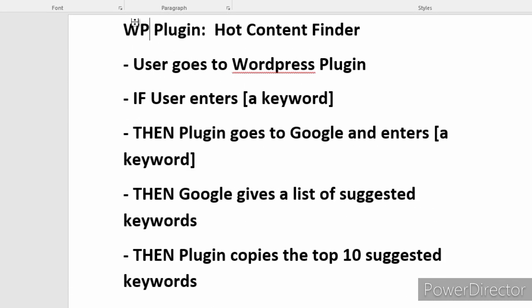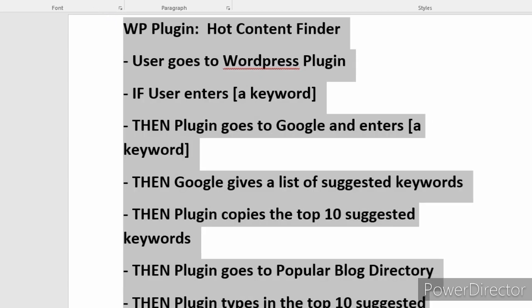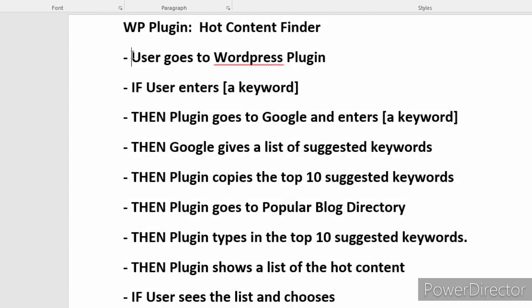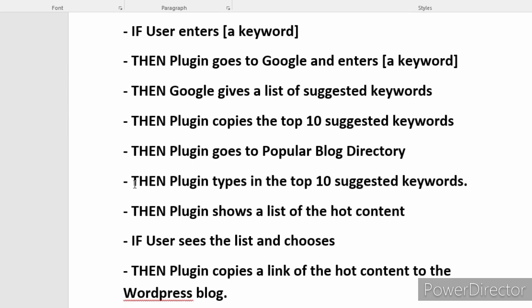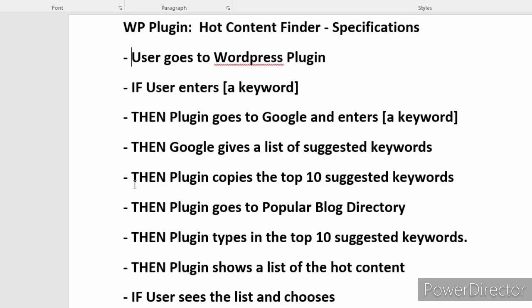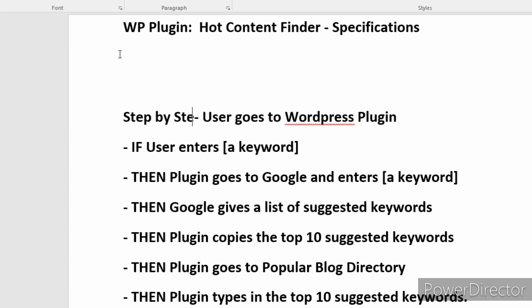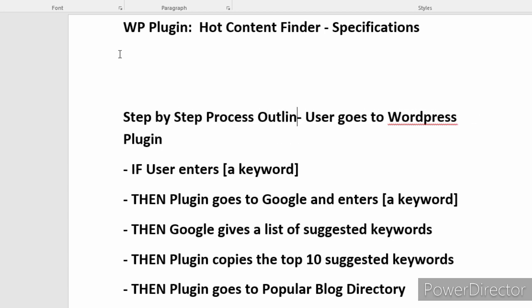Now I want everything to be uniform and look nice, so I'm going to maybe size it down. WordPress plugin, hot content finder, specifications. And specifications is just a fancy name for a document that contains information for telling the programmer what to do. All right, so this is a step-by-step process. We can say step-by-step process outline.